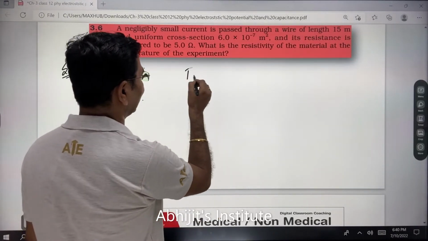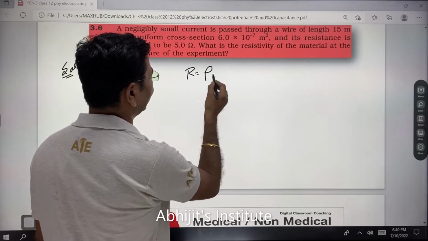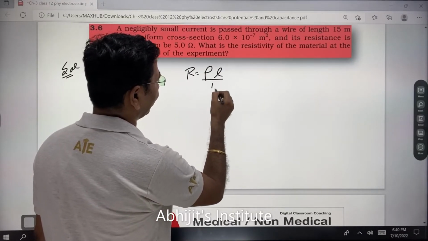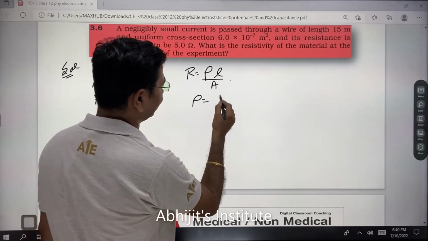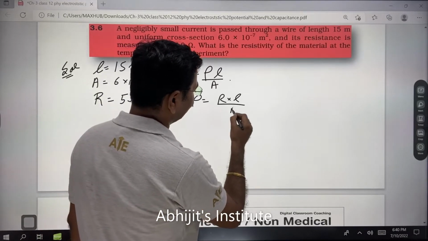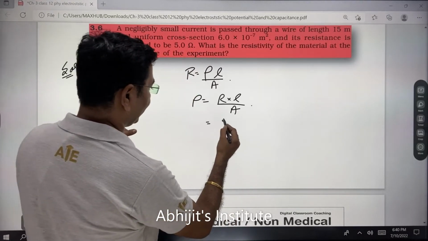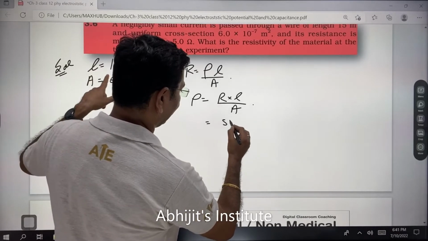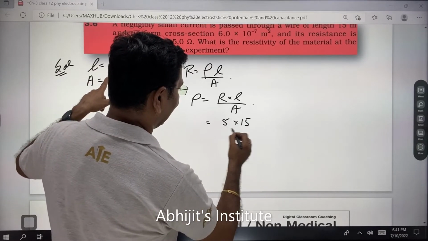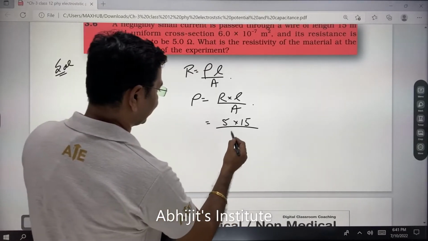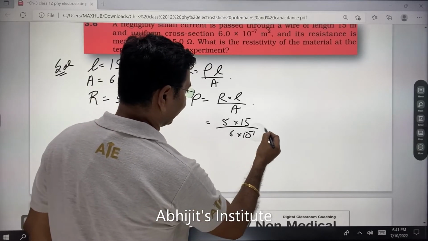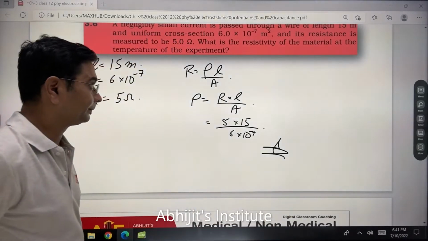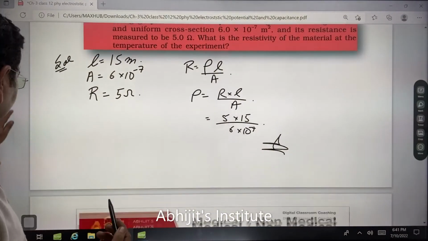We have to find resistivity. So R is equal to rho L by A, the only formula for resistivity we have studied. So if you want to find resistivity, that is R into A by L. R is given as 5, L is 15, and A is 2 into 10 to the power minus 7. So you can get your answer, sir. Right? Okay, very nice.